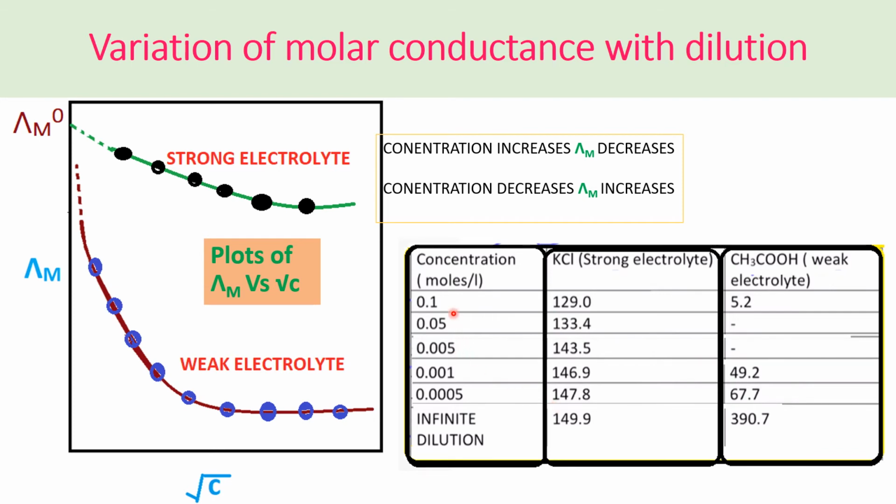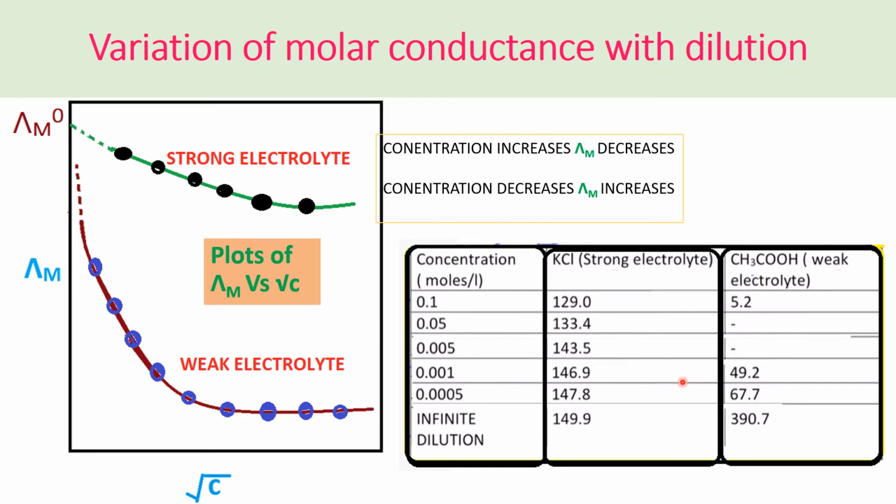So here you can see the concentration values: 0.1 mole per liter, 0.05 mole per liter, 0.005 mole per liter, 0.001 mole per liter, and it reaches infinite dilution. So the concentration decreases in this direction, but dilution increases. As the dilution increases for potassium chloride, a strong electrolyte, the value of lambda m is found to increase towards the bottom. But in the case of acetic acid, the change is very high and rapid, whereas this range is very slow. So we can say that the rate of increase in lambda m with increasing dilution is rather slow for a strong electrolyte, whereas it is much more rapid for a weak electrolyte.